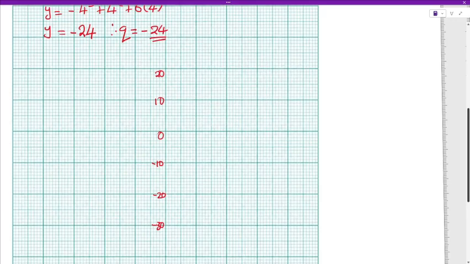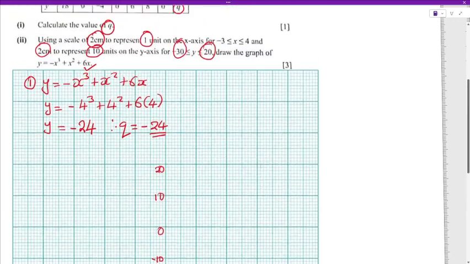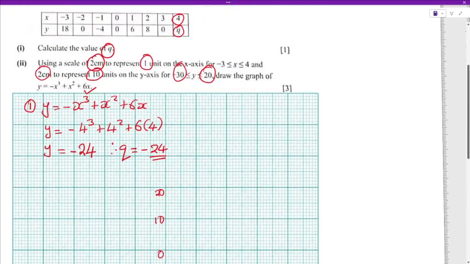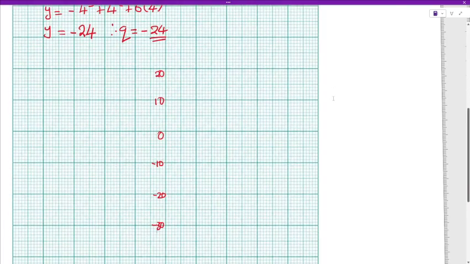For the x-axis, what is the range? The range is from negative 3 to positive 4. So on the left, we have negative 1 here, negative 2, negative 3. On the right, we go up to positive 4. 1, 2, 3, and 4.